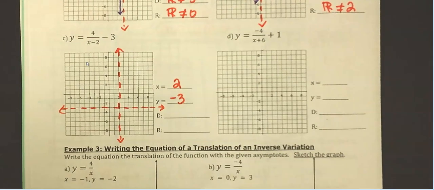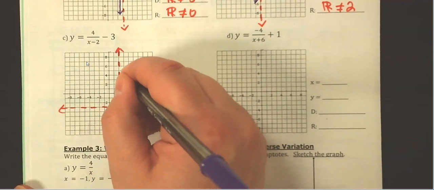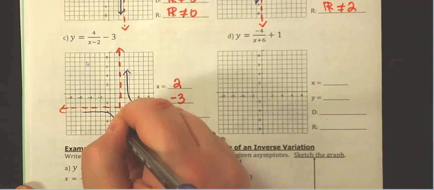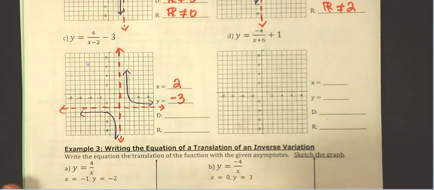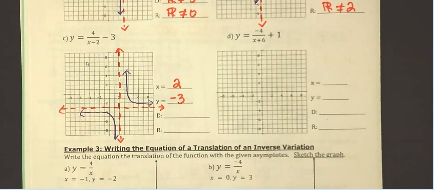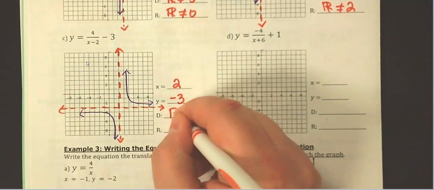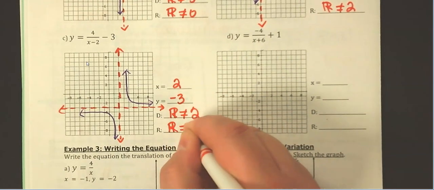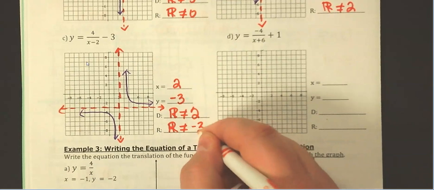Now, everything else, we should be in quadrants 1 and 3 again, because our k value is positive 4 on the top there. Again, you don't have to do specific points. I'm just looking for the general shape and that the branches are in the correct quadrants based on your asymptotes. For your domain, we're just going to say all the real numbers, but not 2. And for the range, all the real numbers, but not negative 3.